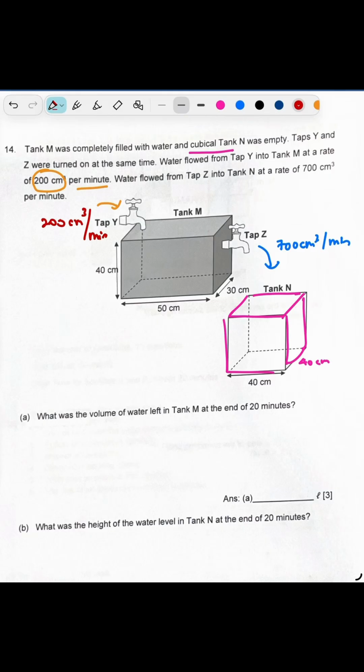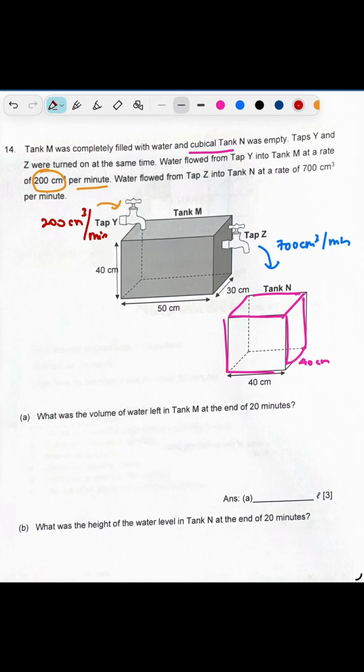So they ask you, what was the volume of water left in tank N at the end of the 20 minutes? So in this story, the taps were turned on at the same time. For Y, the one I wrote in red, this is tap Y. But for tap Z, actually it's going to drain water from tank M very quickly. In 1 minute, actually 700 cubic centimeter of water.